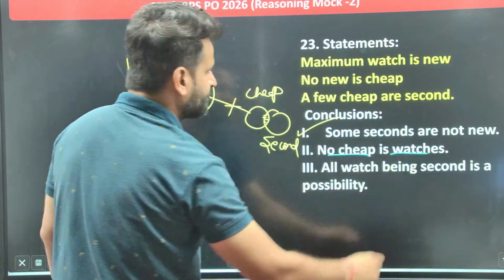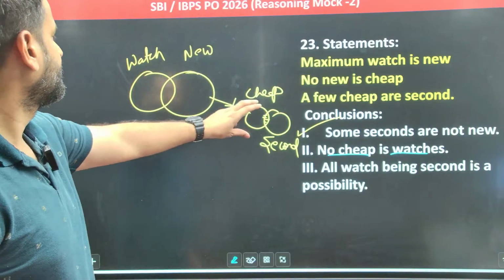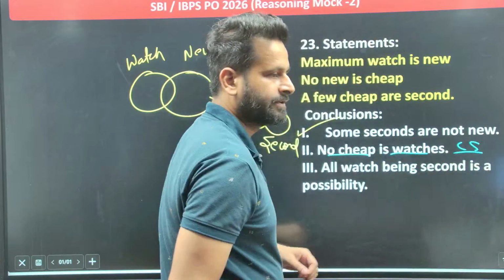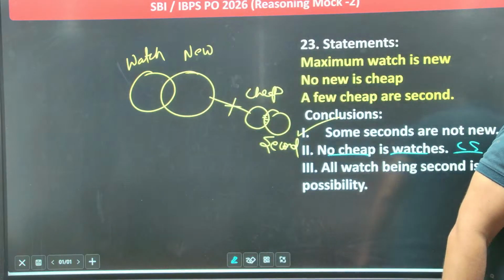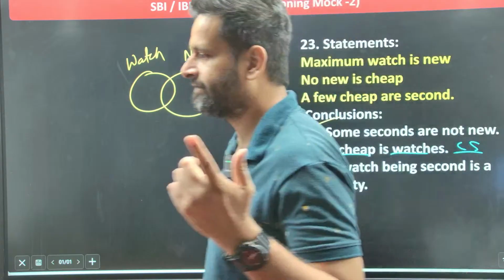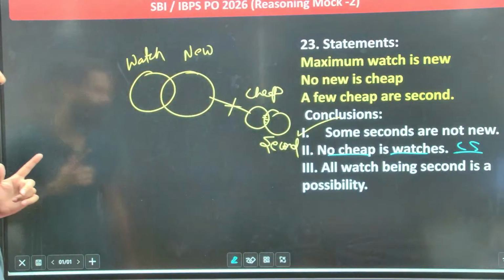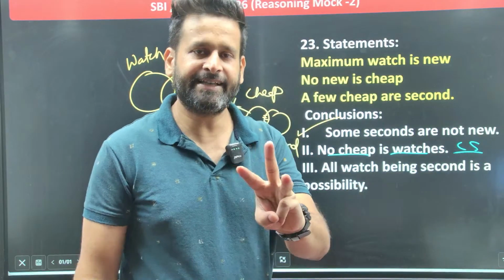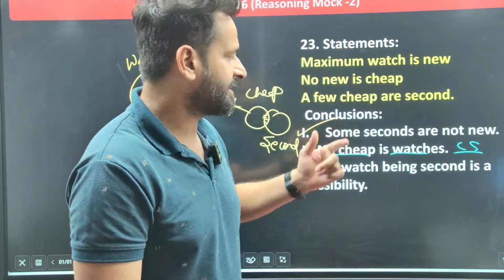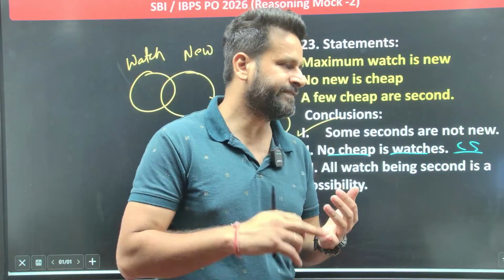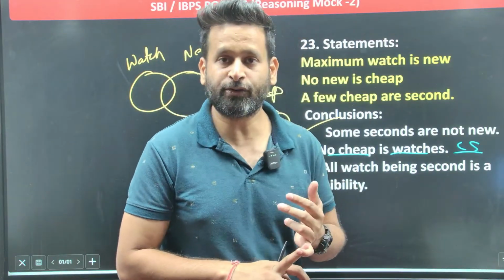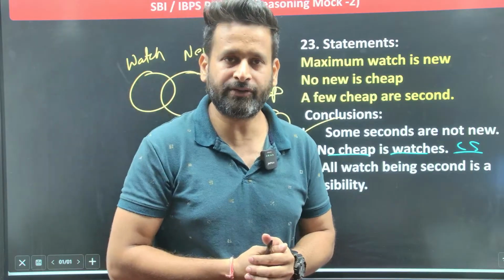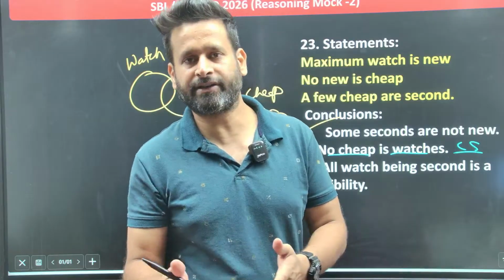No cheap is watch. No relation. This one is doubtful. Are you solving this? I think first and third are right. Second one is not wrong. This is doubtful. We have three categories: DT, DF, CS. Yesterday also I explained, DT is definitely true, DF is definitely false, and CS is doubtful. Doubtful is about which you are not sure. For example, if I say it will rain today, doubtful. It can rain, it cannot rain.